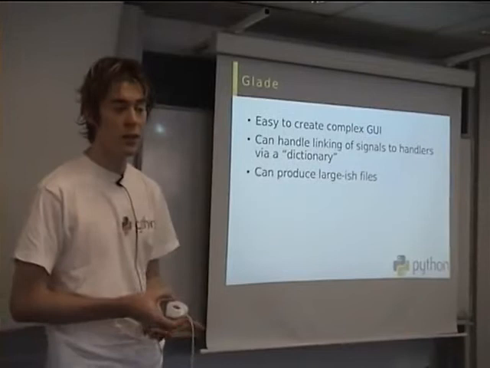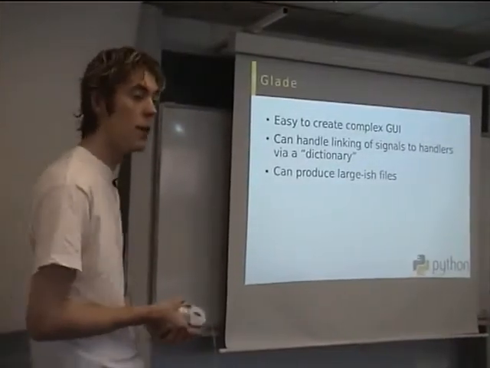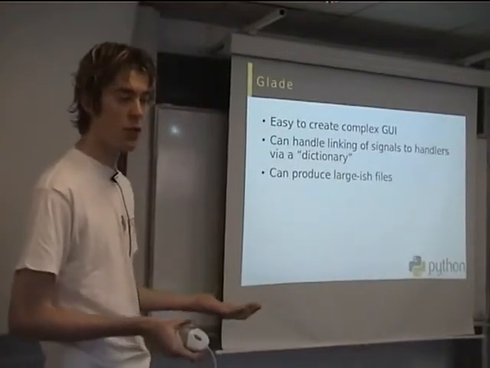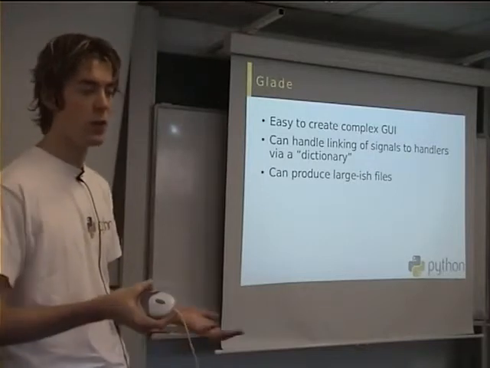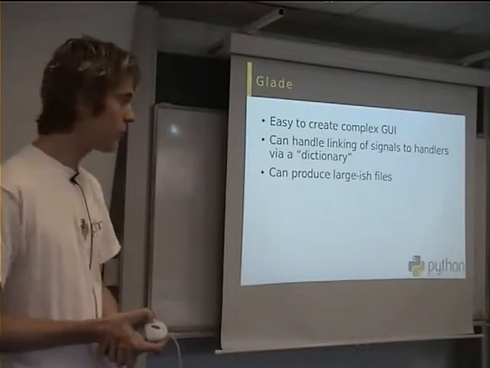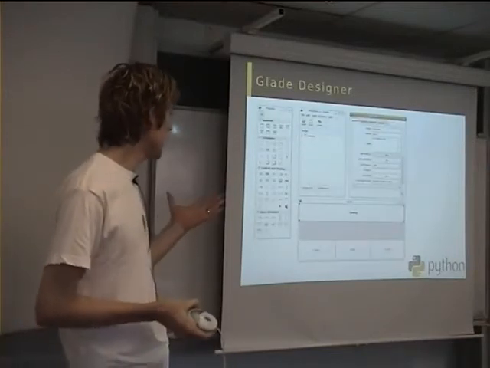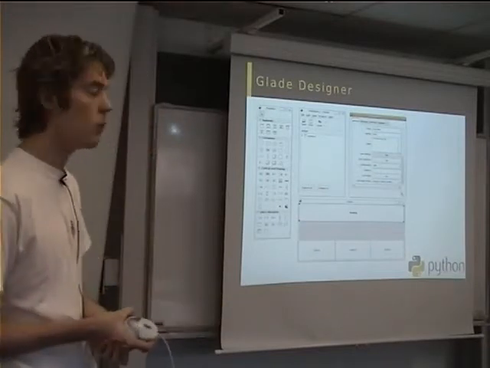A downside, I suppose, is it can produce largish files. It uses an XML structure to design the GUI and to import into Python, but this can sometimes be fairly large when you've only really put a few buttons on a page. So this is what Glade looks like, and in a second I'm going to go through and design a simple GUI so that we can see how it works.